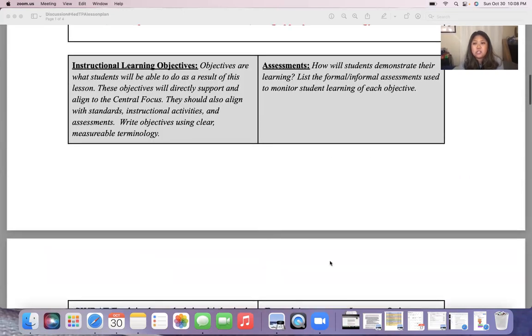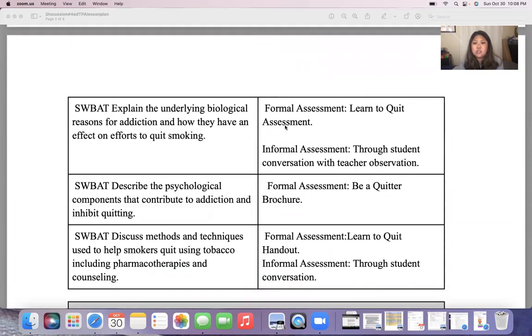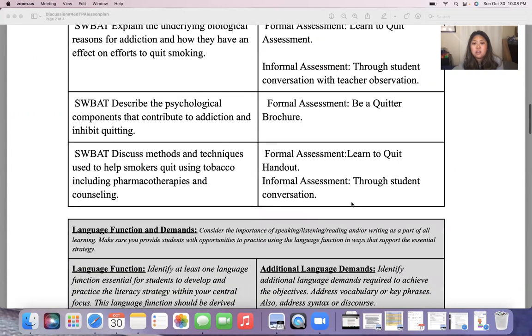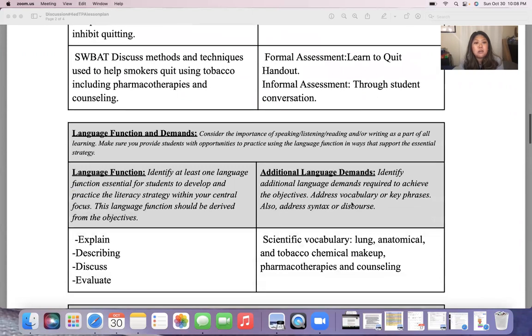And then on the right side, we have the assessments listed. So formal and informal assessments, we have the Learn to Quit assessment and the Be a Quitter brochure, which are assessments that were provided by the lesson in the book.